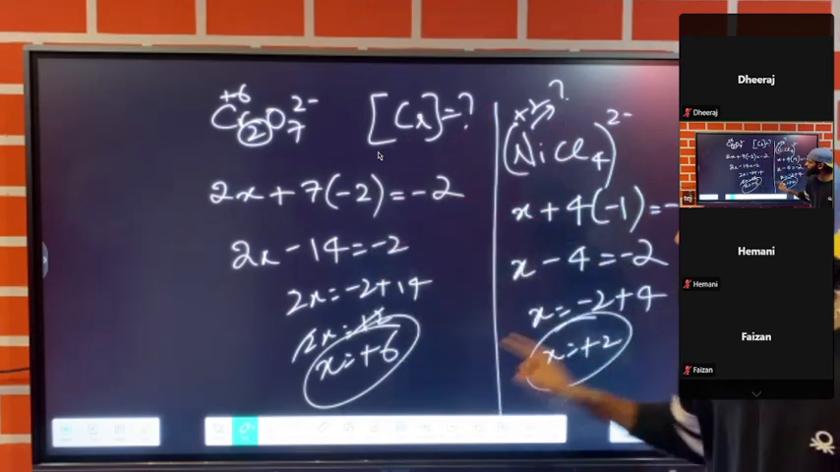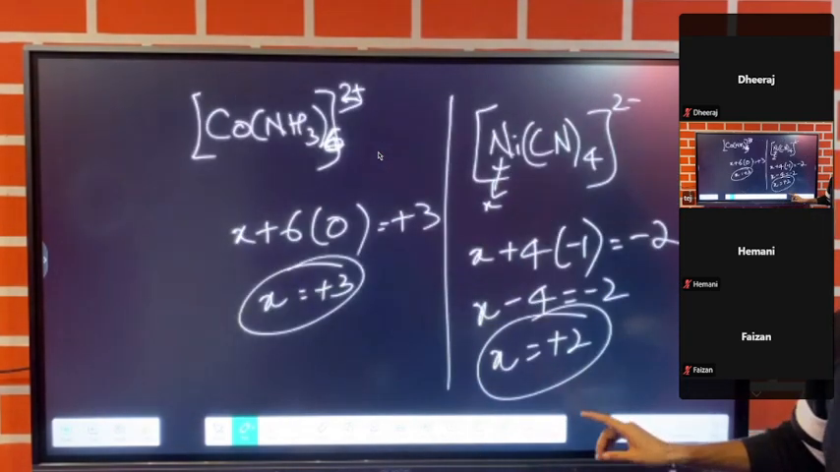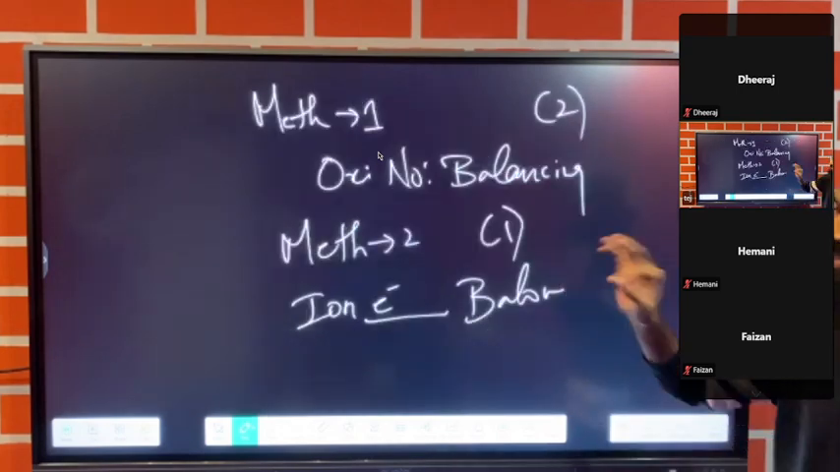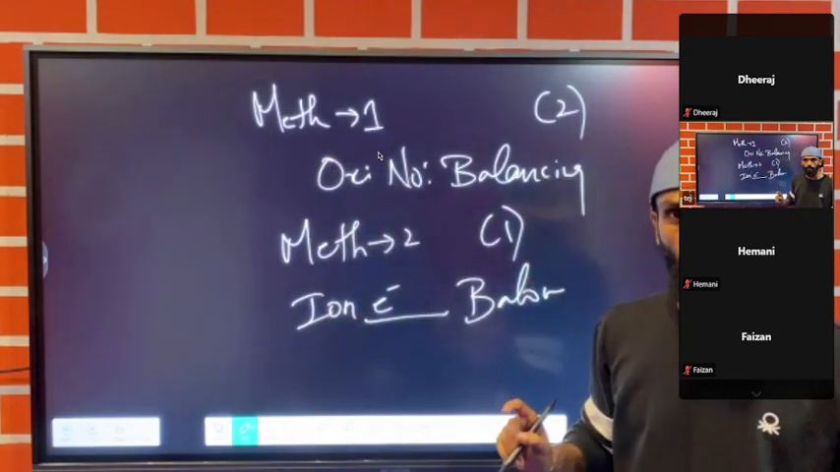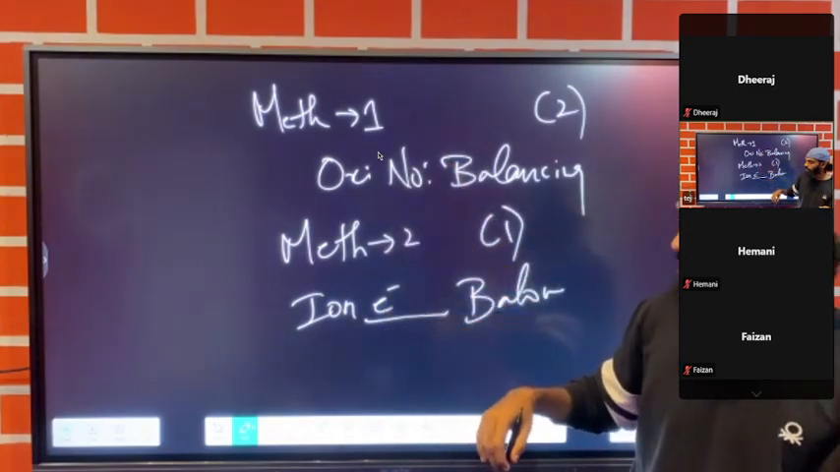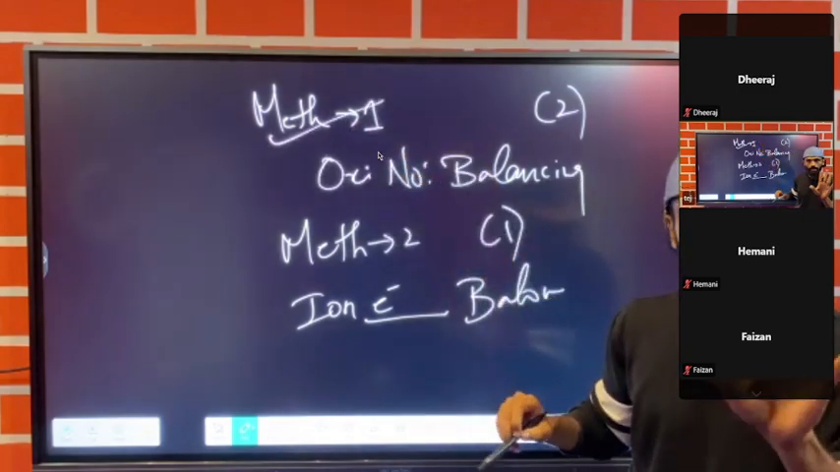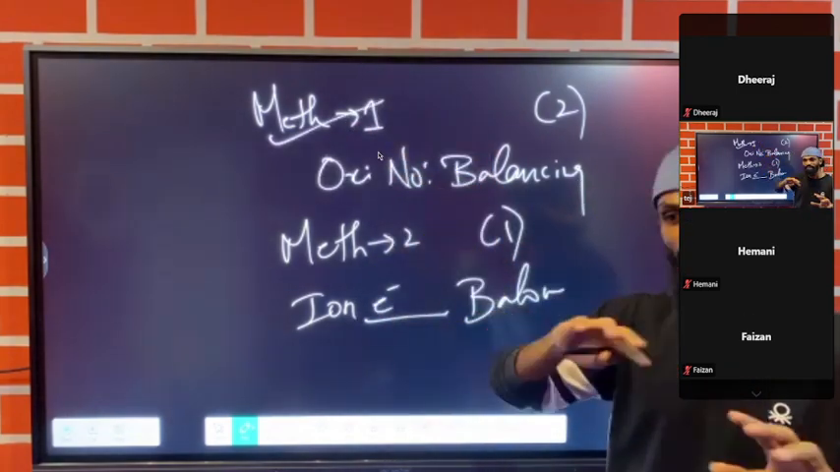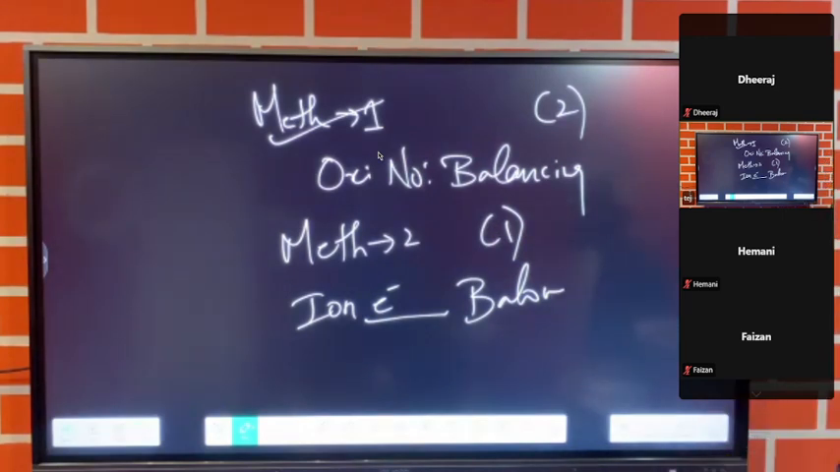How? Find the oxidation number of this. You know how to find. Or they'll ask a 3 marker. Either this or this will be asked. You cannot predict which one, but again I tell you, majority of the times method 1 only is being asked. Majority doesn't mean it's not asked, both of them have been asked. Majority of the times method number 1 has been asked. It's called oxidation number balancing.